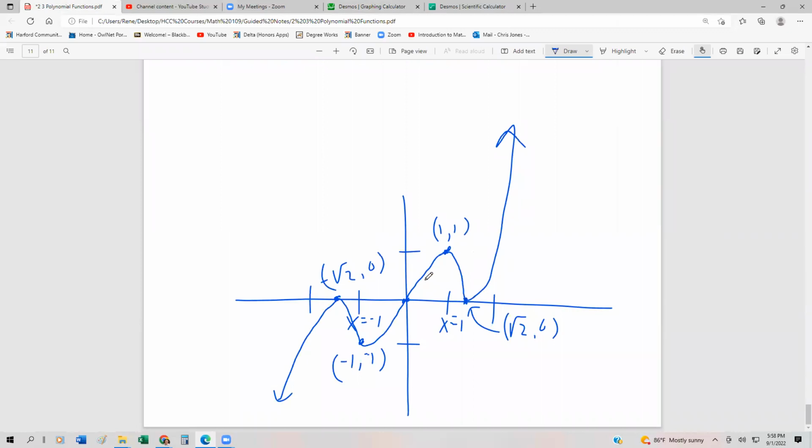So hopefully that helps you to see that, yeah, we can sketch the graphs of these polynomial functions and at least get a rough idea. If we wanted to, we could get a few more points between here to be able to get a more accurate graph. Okay, but certainly this gives us a basic idea. And so that's all for polynomial functions.